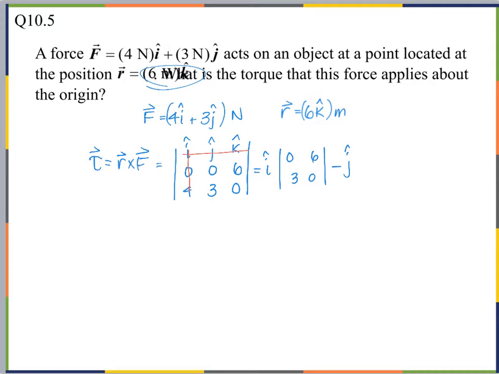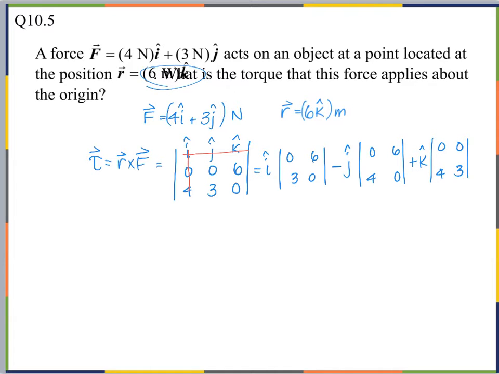There's an implicit negative sign by the j hat. Again, we eliminate the row and column that j is in. It's going to leave us with 0 and 6 and 4 and 0. And finally, the k hat direction. The determinant for that is 0, 0, 4, and 3.